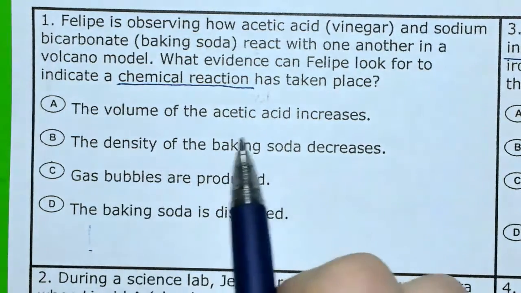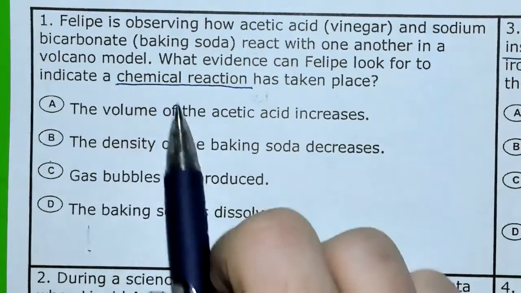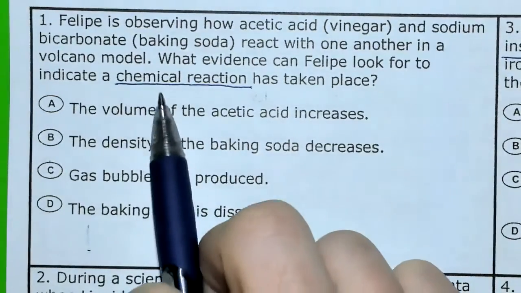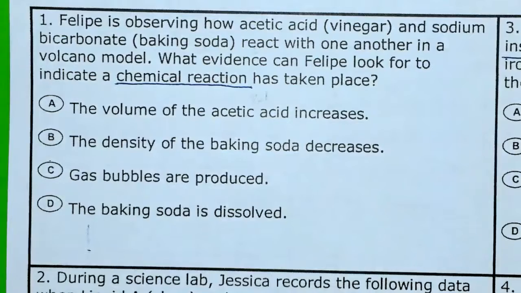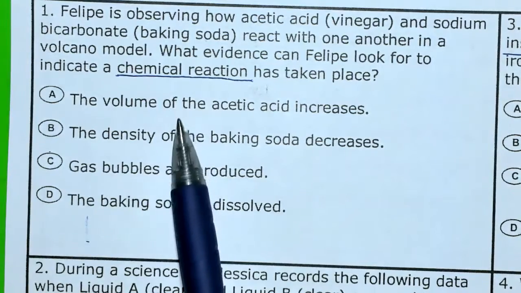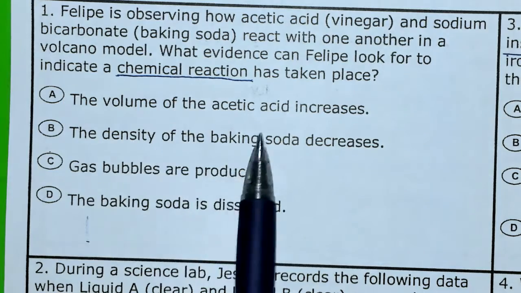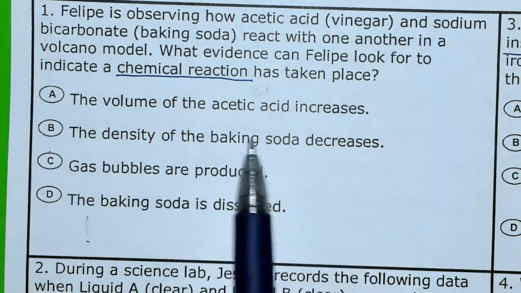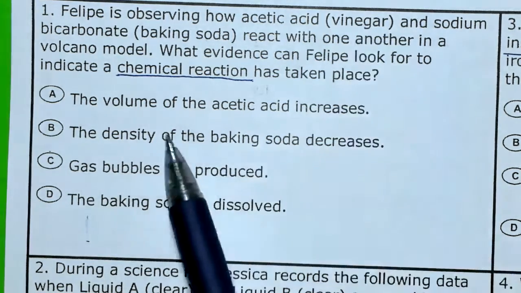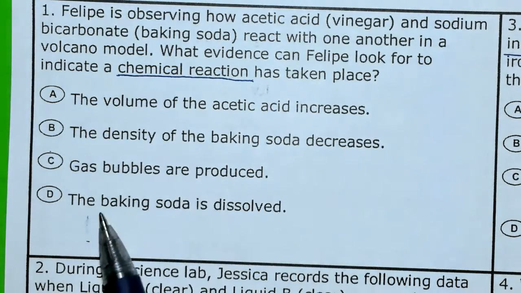So the volume of the acetic acid increased. Now, volume is how much space you take up. A change in volume could be a sign of a chemical change, right? Because it's increasing. It could be if two liquids went together and they mixed up and they formed into maybe a larger solid. That could be something, but volume change could be a sign of a chemical change. So we're going to keep that in the maybe pile, okay? Now, the density of the baking soda increased. Now, as the baking soda starts to soak up vinegar, that density will be increasing. So we're going to move past that one as well, all right?